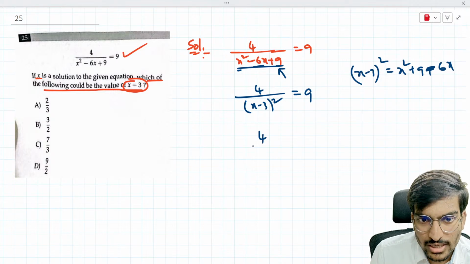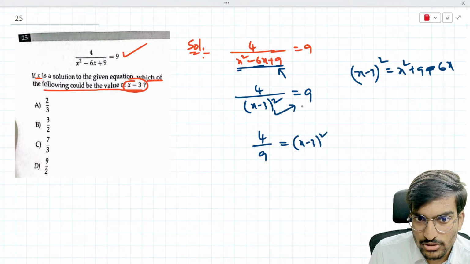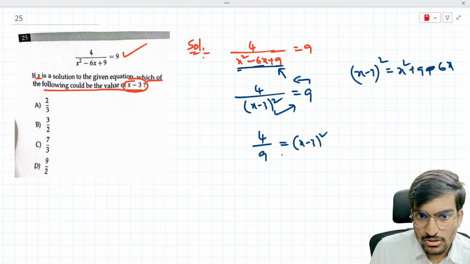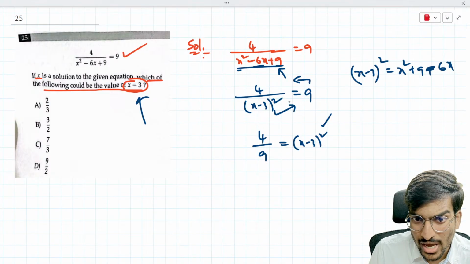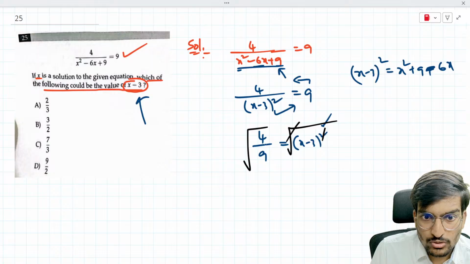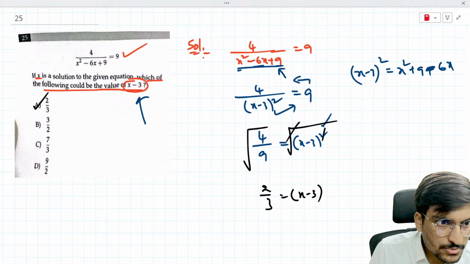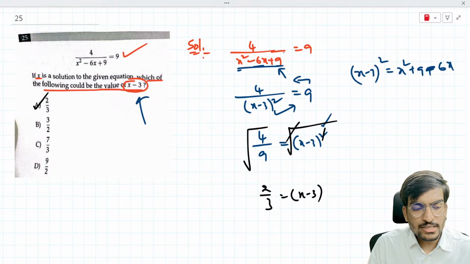So what do we get? 4 by 9 equals x minus 3 whole square. I just transpose this to RHS and this to LHS. Now I just want x minus 3, I don't want the square, so I take the square root. The square root of 4 by 9 will be 2 by 3. That is x minus 3. So option A. Yes, Tanu, you are right.